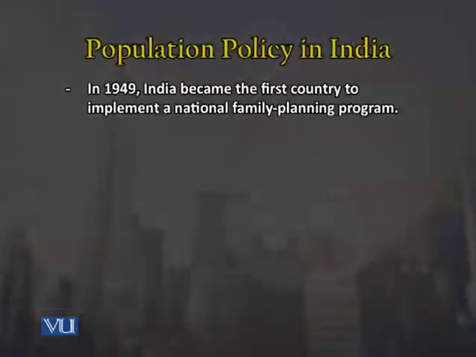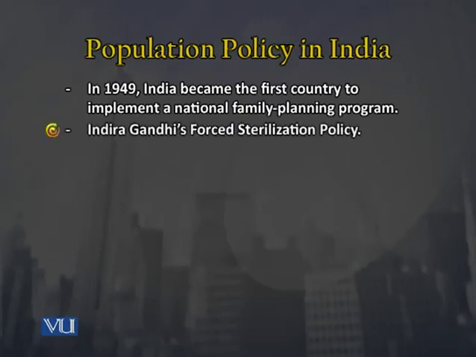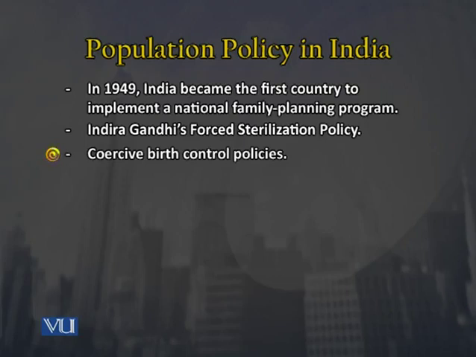Moving on to India, we see that again from 1949 onwards they have implemented the National Family Program, and they have given different types of incentives to the people to control the size of the family. और उसमें हमें इंदिरा गांधी के policies देखने को मिलते हैं कि उन्होंने forced sterilization की policy को implement किया, जिसकी वजह से काफ़ी नापसंद किया गया उनका family planning program, और जो काफ़ी coercive और काफ़ी pressurized किस्म के birth control policies उन्होंने लगाए.